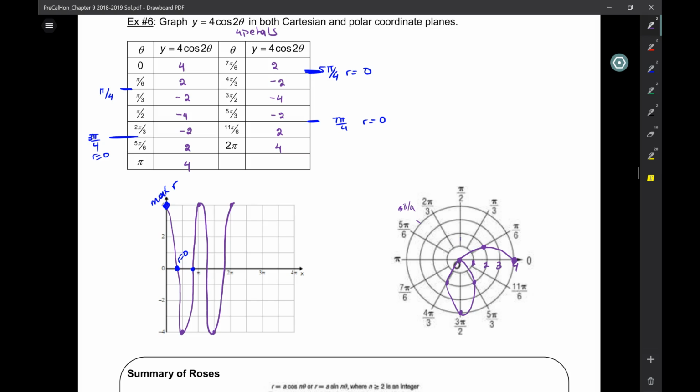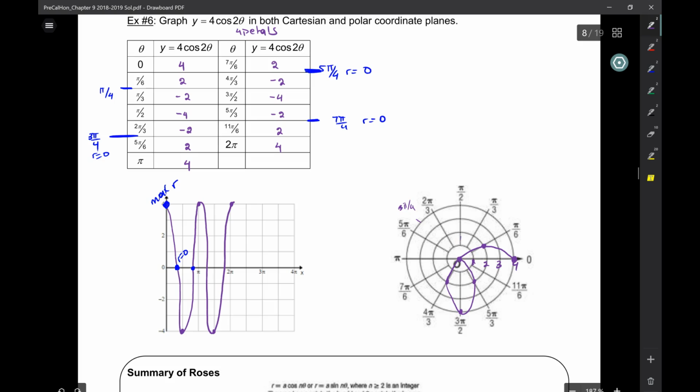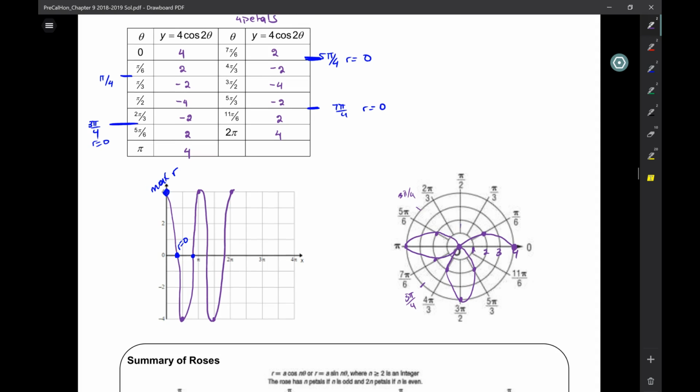Yeah. And then at 5 pi over 6, what is it? 2. And then at pi, what is it? 4. And then at 7 pi over 6, it's 2. And then at 5 pi over 4, which is here, how much is it? 0. So now where did we go? Here, here, here, here. Right? Oh my gosh, look at how amazing this is. So now we're at 5 pi over 4.